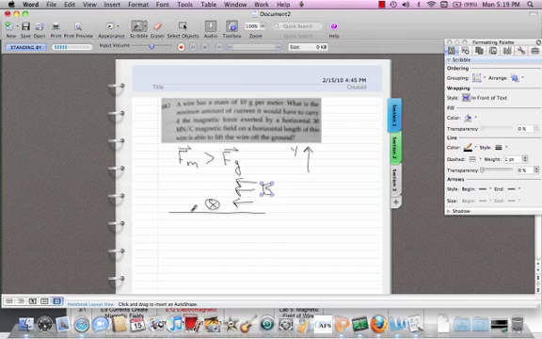Try it. If my fingers are pointing into the page and my B field is to the left, then my thumb represents the force, and that's going to be the force up. And so this would be my arrangement. And now let's figure out the numbers.